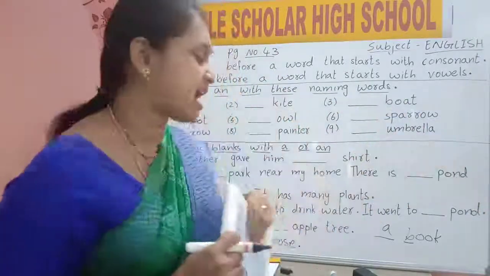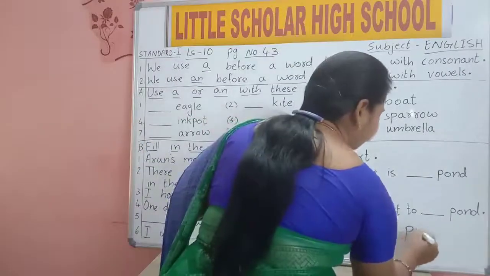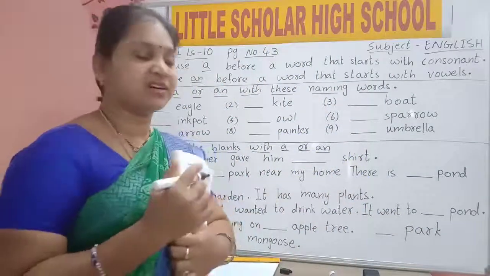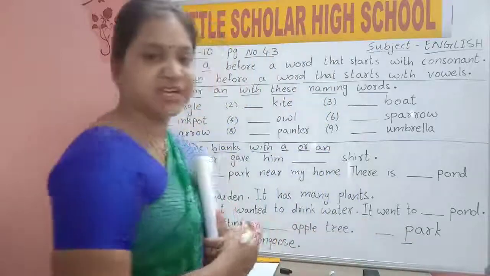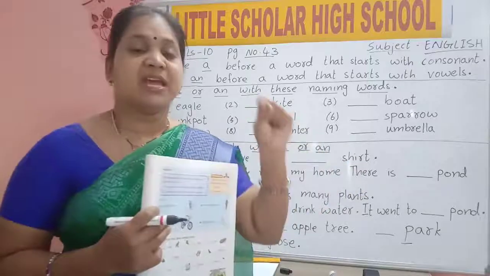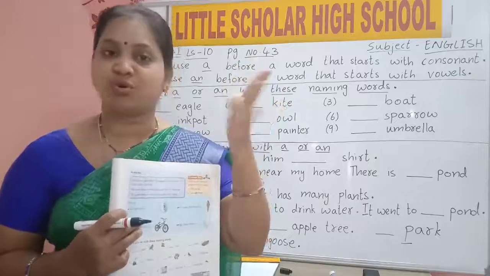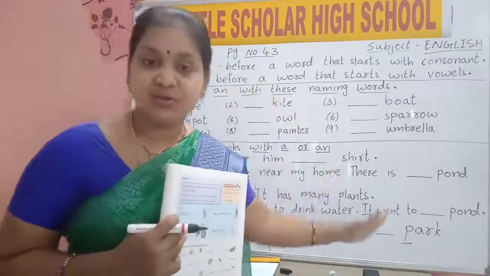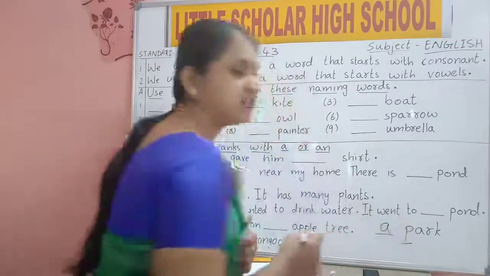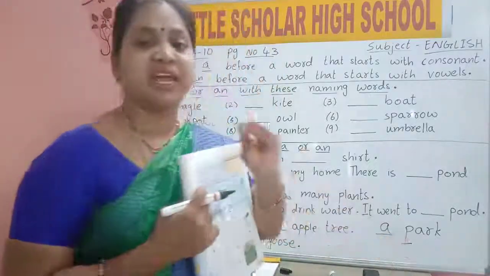Okay, now place means dash park. Dash park means one park. We are talking about one park. So what is the first letter of the word? P is the first letter of the word. Now check whether we have P in the vowels: A, E, I, O, U. Is P there in vowels? No, P is not there. That means it is a consonant. So, in front of a consonant, we will use A. Understood, children?